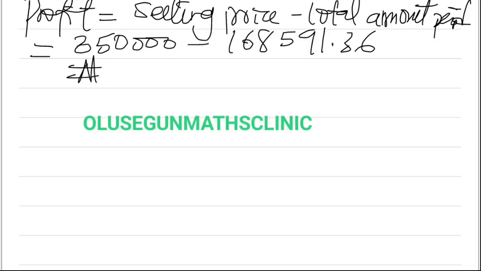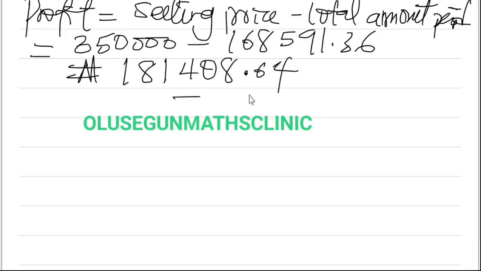So 350,000 minus 168,591.36. So the final answer here is 181,408.64 kobo. So this is the profit, the answer. So that is the final answer for question 9. So we are going to the next question now.